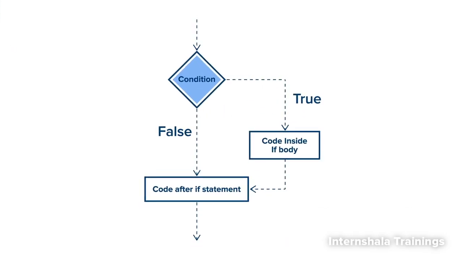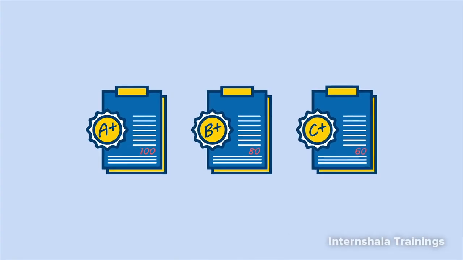Just like if statements, if-else statements can also be represented using a flowchart. When the condition is true, the code inside the if body will be executed. And when the condition is false, the code inside the else body is executed. Now we can have such cases also where we have more than 2 conditions, like a report card, where a student is assigned some grade based on the marks the student has scored.